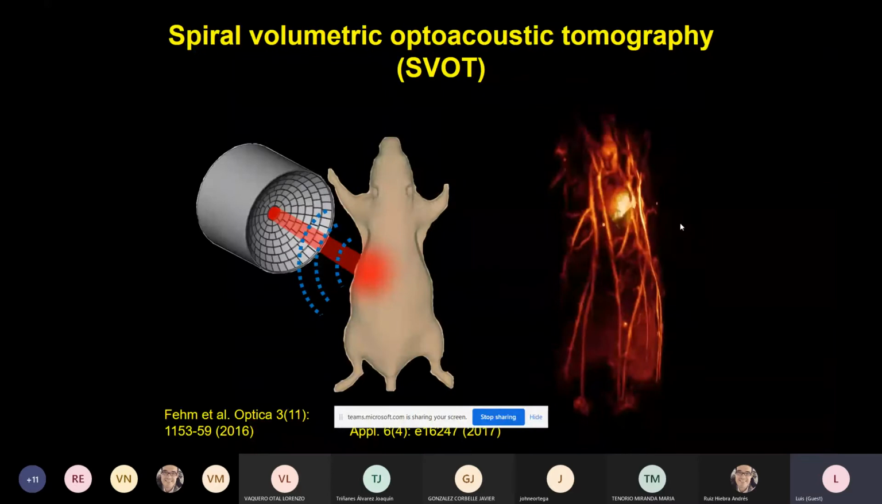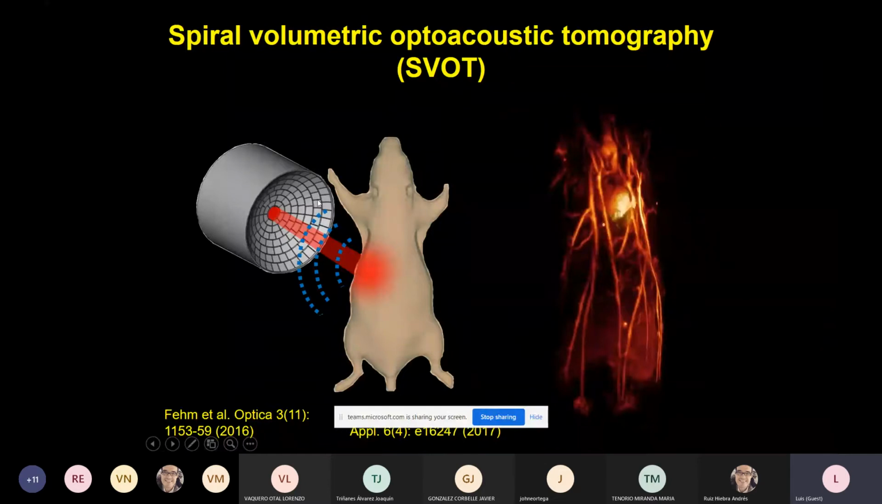Okay, so this was about 2D images. We can also build systems that provide three-dimensional imaging, and this is an example of a system that I particularly like, which we call spiral volumetric optoacoustic tomography. The array in this case is spherical. It's a spherical array, also custom made.